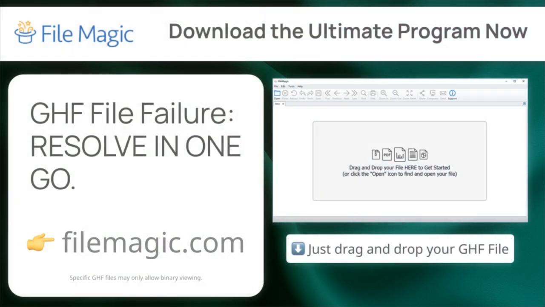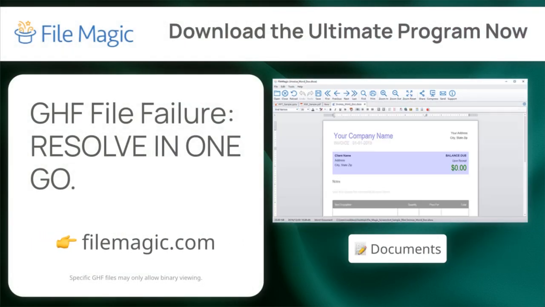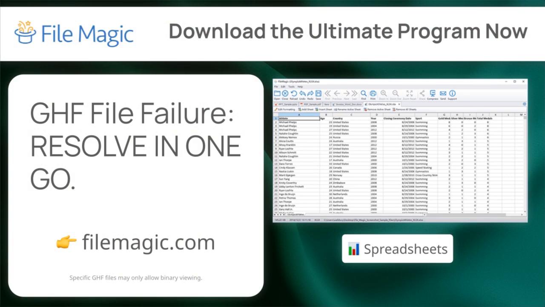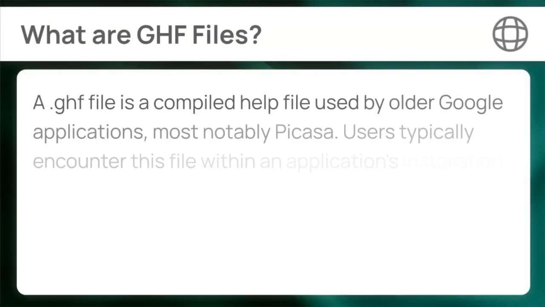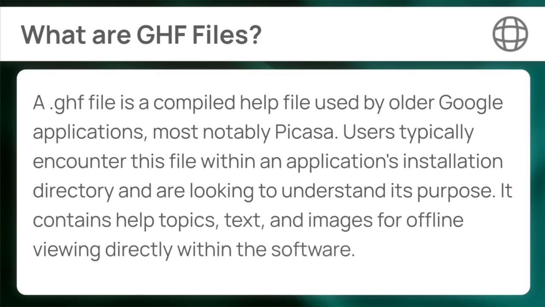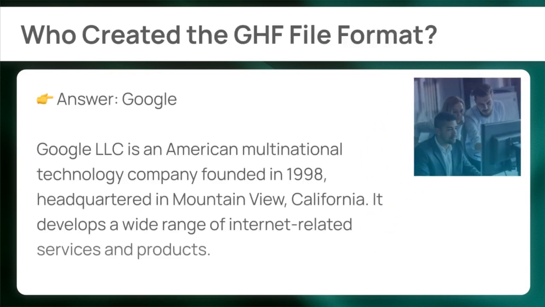We're tackling this GHF file systematically, and I've reserved the most powerful data extraction technique for the end, just in case. A GHF file is a compiled help file used by older Google applications, most notably Picasa. Users typically encounter this file within an application's installation directory and are looking to understand its purpose. It contains help topics, text, and images for offline viewing directly within the software.